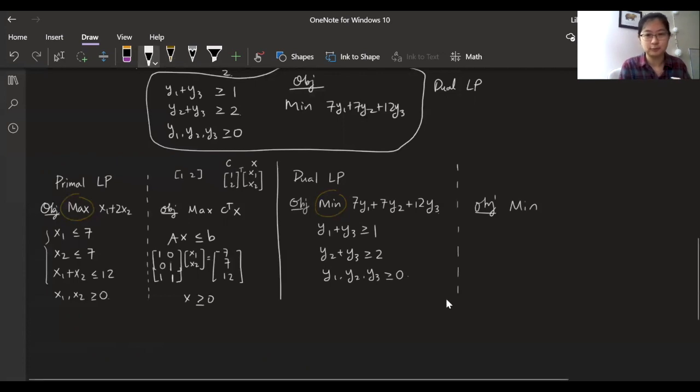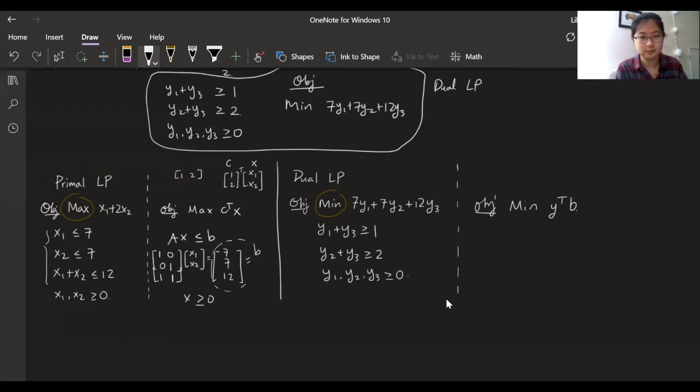So we have minimize, and we say Y transpose B. So what's B? B is this guy, right here. So this is our B. And we see that B is 7, 7, 12, and Y transpose is just Y1, Y2, Y3. And we can see that this matches perfectly, right? 7Y1, 7Y2, 12Y3. So this is our objective function.